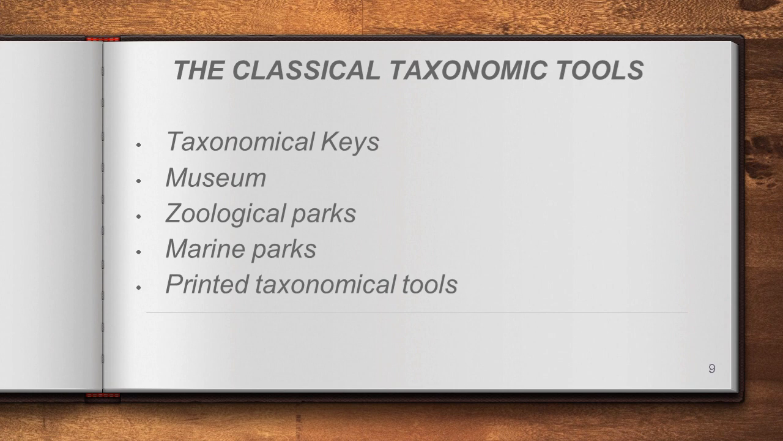Among these, the first one is classical taxonomic tools. Classical means traditional methods. Traditionally, what methods are available to know about taxonomy? The first is taxonomical keys. The second, museums. The third, zoological parks. The fourth, marine parks. And the fifth, printed taxonomical tools. Let us see them one by one.